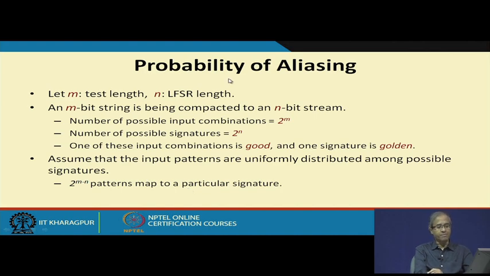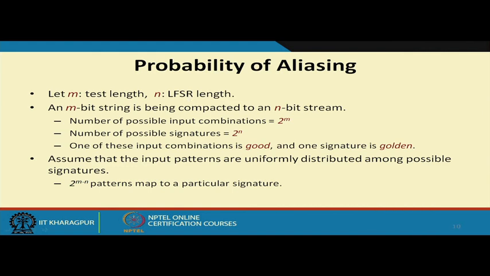Now comes the important part. What is the probability that a fault has occurred, but we are not able to detect it because it has matched the correct signature? Let us make a simple calculation based on some assumptions. We assume that m is the number of bits that you are compressing or compacting and n is the LFSR length. Obviously, m will be large as compared to n, so m is much larger. Okay.